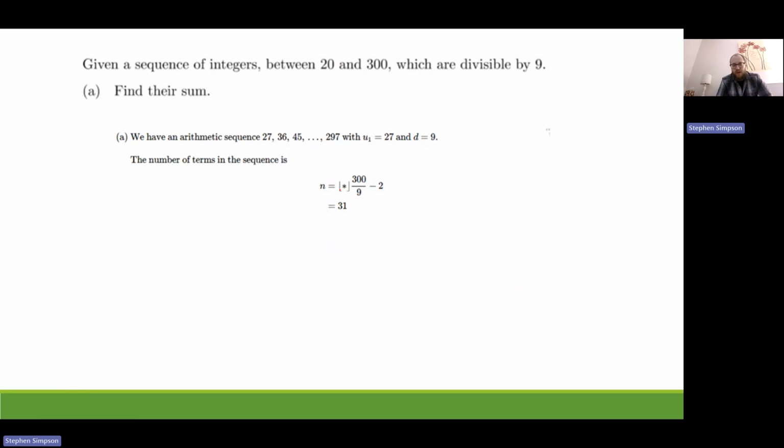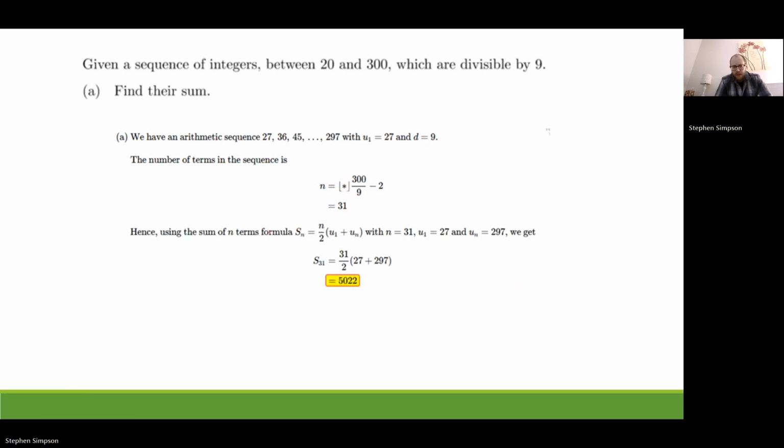So there are 31 terms in this sequence, and that's important because for the sum of an arithmetic sequence formula, we need the value of n. Here's the formula right here. With n as 31, the first term is 27, the last term is 297. Plug those numbers in, and you get that.